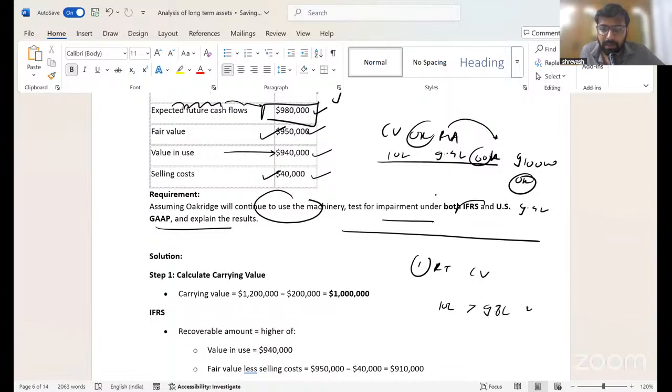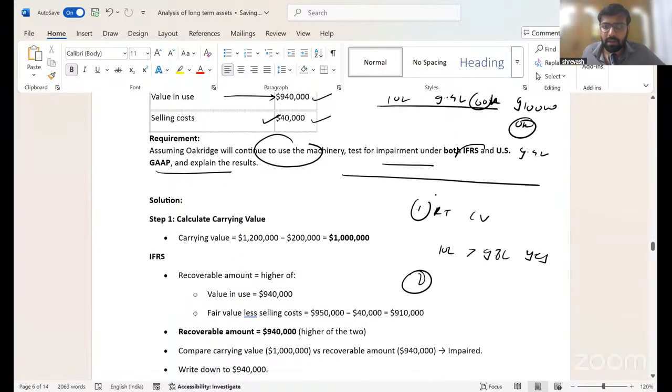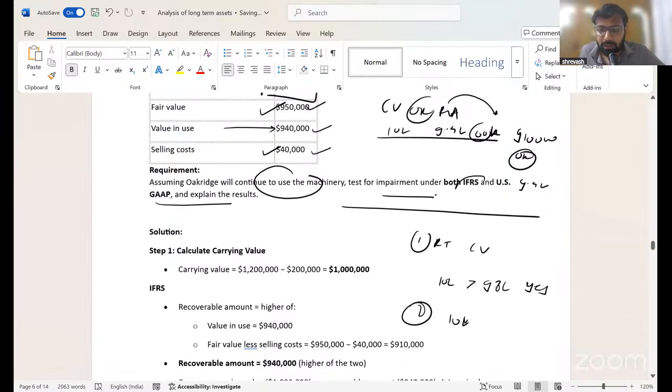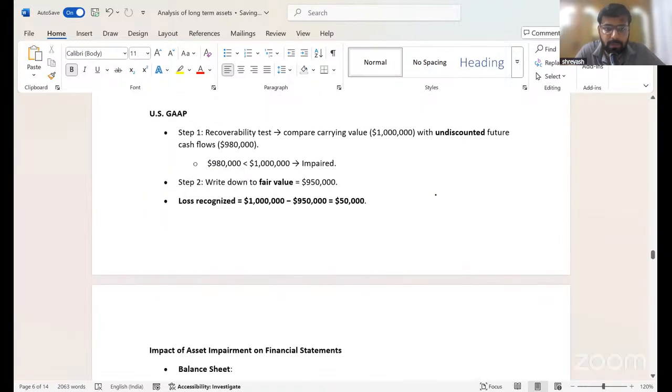That means impairment has happened. Yes. Sir, the second step is going to be what? Calculating the amount of impairment. Here you compare what? You compare the carrying value with what? With the fair value. What is my fair value? 9 lakh 50. So carrying value and fair value are compared. Carrying value is 10 lakh, fair value is 9 lakh 50. Carrying value is greater than the fair value. That means 50,000 rupees is going to be your impairment. And that's how you calculate impairment.